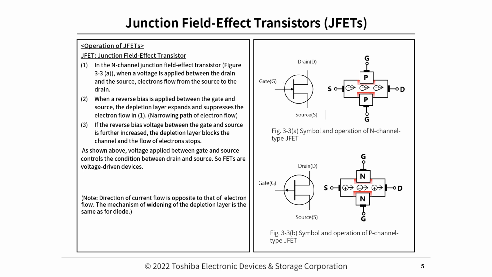2. When a reverse bias is applied between the gate and source, the depletion layer expands and suppresses the electron flow in 1. 3. If the reverse bias voltage between the gate and source is further increased, the depletion layer blocks the channel and the flow of electrons stops. As shown above, voltage applied between gate and source controls the condition between drain and source. So FETs are voltage-driven devices.